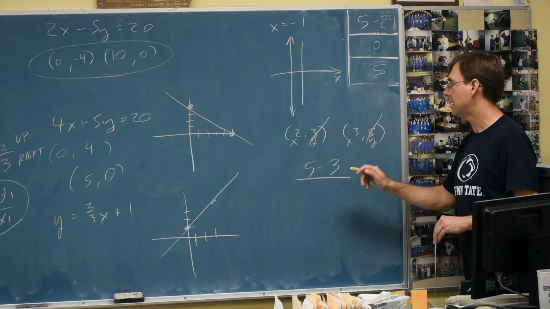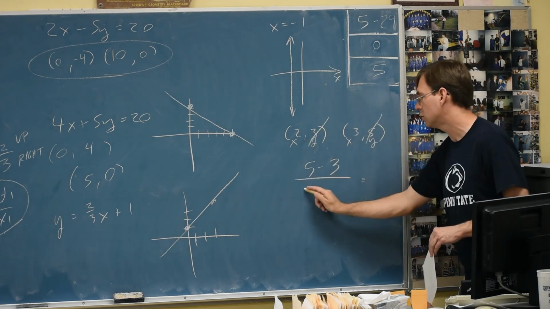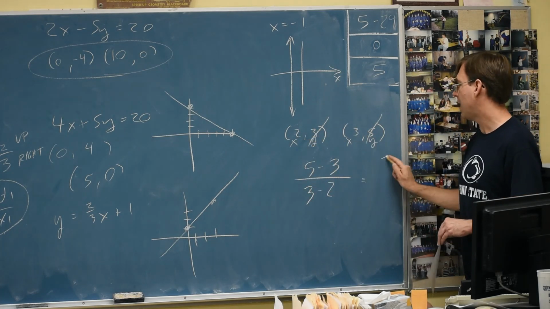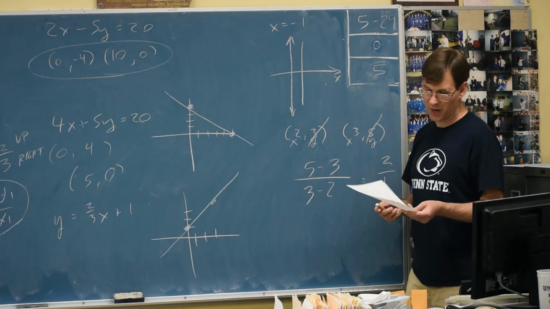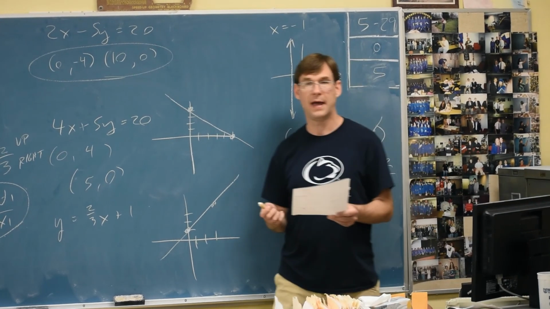5 minus 3 gets me stuck with 3 minus 2. 5 minus 3 is 2. 3 minus 2 is 1. 2 over 1 is better written as just simply 2, and that's the slope.